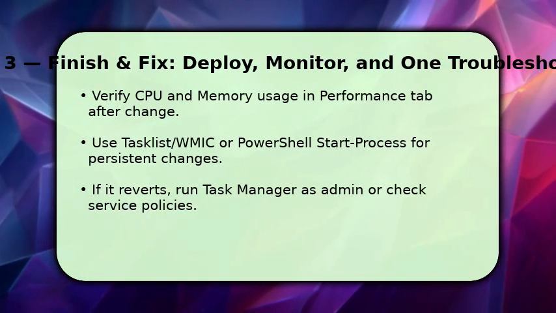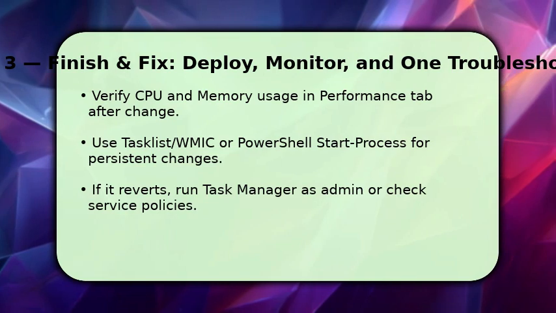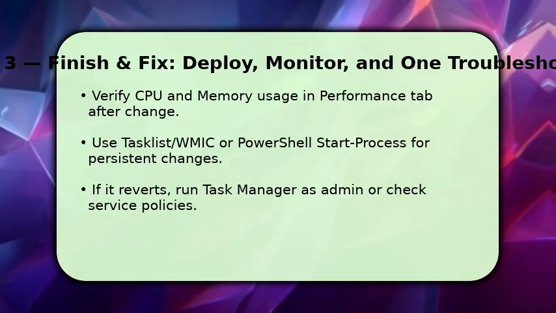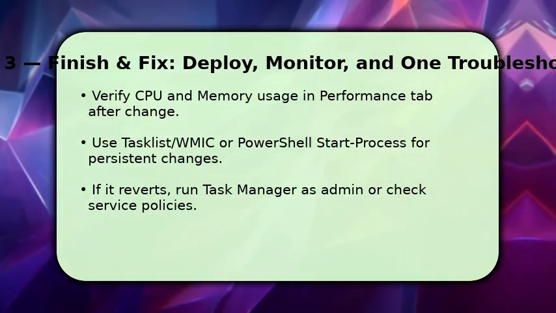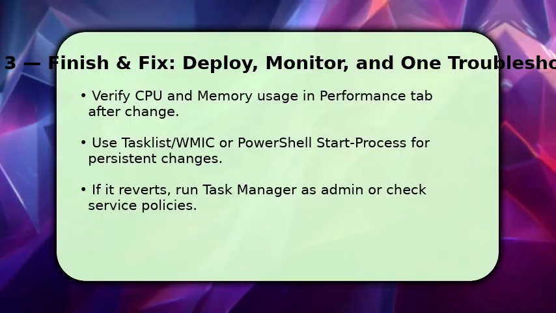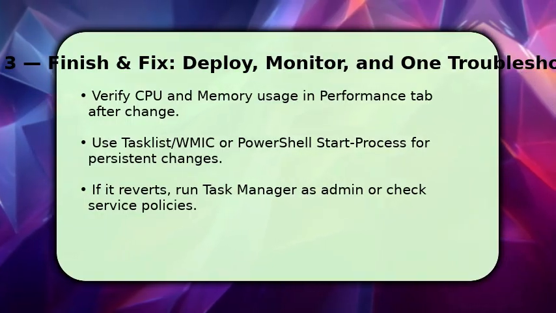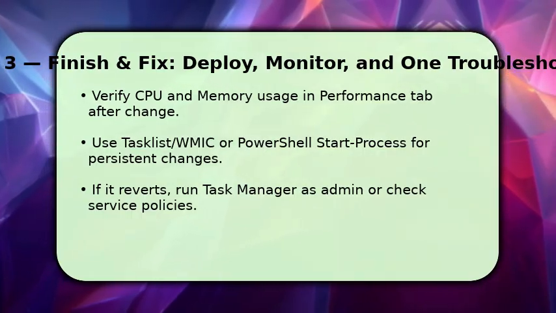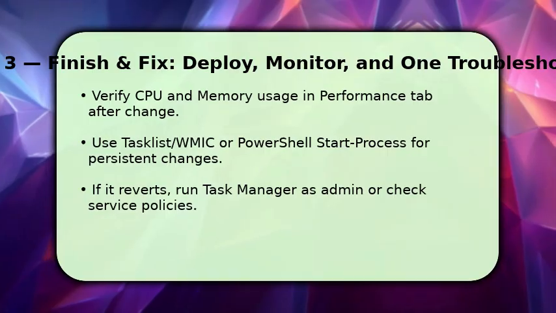You finish by verifying the effect. Watch CPU and memory in the Performance tab for a few minutes to confirm improved behavior. If you need a persistent change, use PowerShell, Start-Process app.exe -PriorityClass High, or create a scheduled task. Once done, make sure to avoid real-time for general apps to prevent system instability.